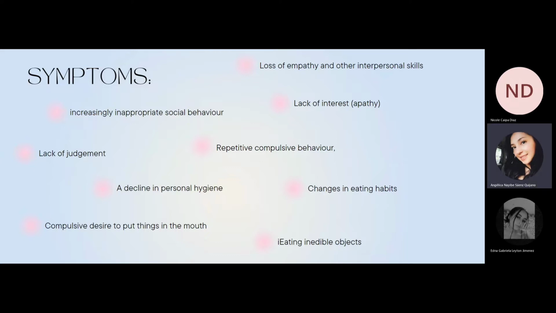The most common symptoms of frontotemporal dementia involve extreme change in behavior and personality. These include increasingly inappropriate social behavior, loss of empathy and other interpersonal skills, such as being sensitive to other people's feelings, lack of judgment, lack of interest, apathy, which may be mistaken for depression, repetitive compulsive behavior, such as humming, clapping, or smacking lips, a decline in personal hygiene, change in eating habits, usually overeating or having a preference for sweets and carbohydrates, eating inedible objects, and a compulsive desire to put things in the mouth.